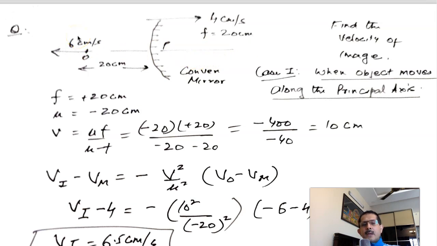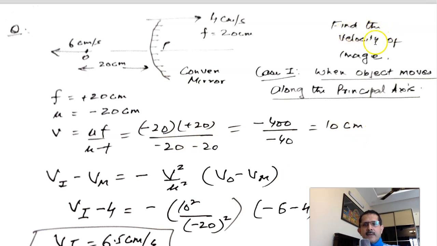And in convex mirror, incident ray would be hitting here like this. Okay, so focal length is plus 20 centimeter. Okay, u is equal to minus 20 centimeter because object is here and the distance from pole to object is, the vector comes this way. Now just quickly applying the formula which we know, v is equal to uf by u minus f, we get v is equal to 10 centimeter.